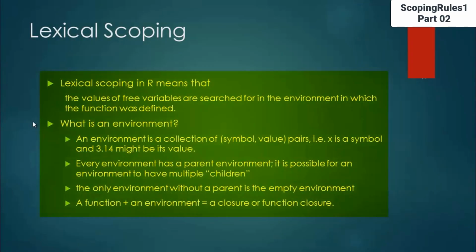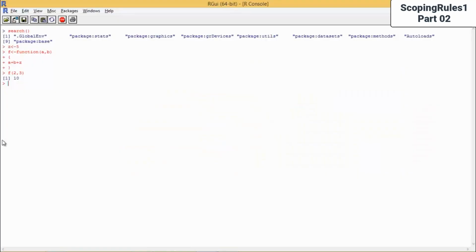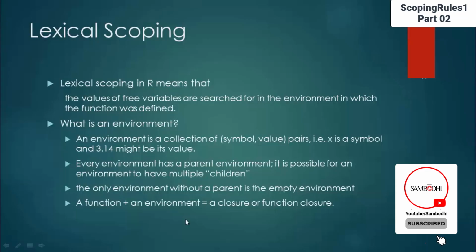What is actually an environment? It is a collection of symbol, value pairs, that is, x is a symbol and 3.14 might be its value. For example, z is the symbol and pi is the value assigned to it. So this will be assigned to the global environment.